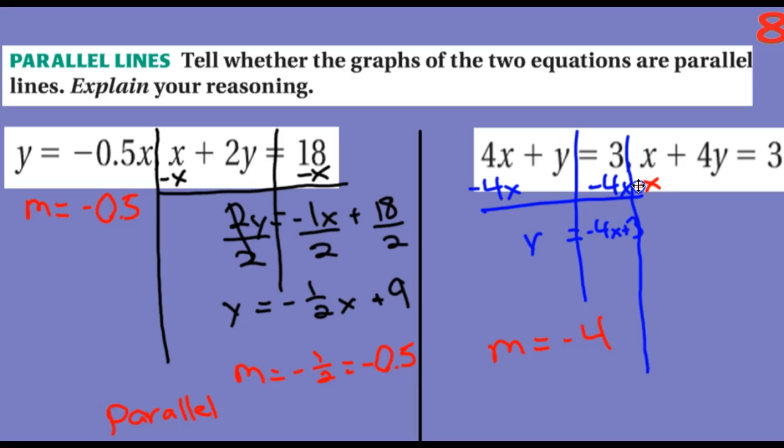Here we have to subtract x from both sides. And we get 4y equals negative x plus 3. Divide by 4. Y equals negative 1/4 x plus 3/4. And our slope is negative 1/4. Now these two are not parallel because they are not the same.